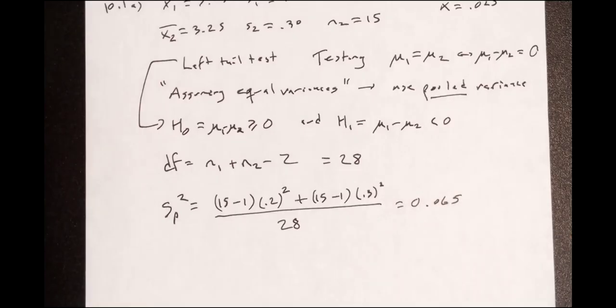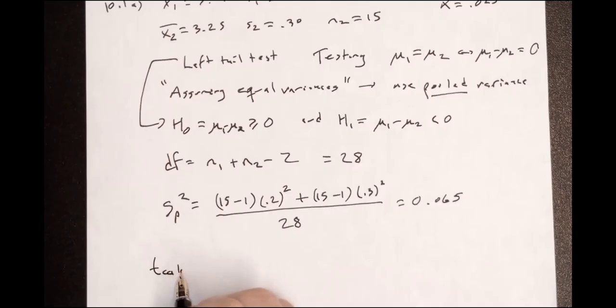Now that's our variance, not our standard deviation. There's a square there. If I wanted the standard deviation, I take the square root of this, but the formula uses variance, not the standard deviation. Now I can actually compute my t calculated value.